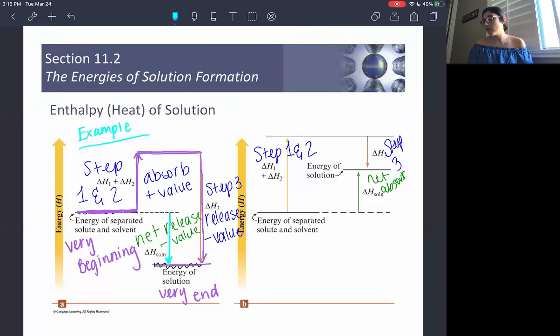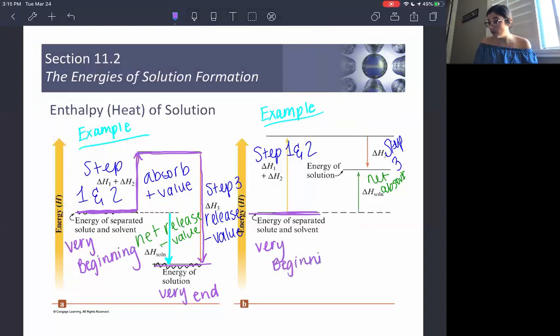Now we've got an example over here on the right that still shows step 1, step 2, and step 3, but the difference is that it's showing a very different beginning and a very different end. What I mean by that is, our very beginning is still in the middle, but our very end is no longer a really low energy value. Our very end is actually a little bit higher than what our very beginning looked like.